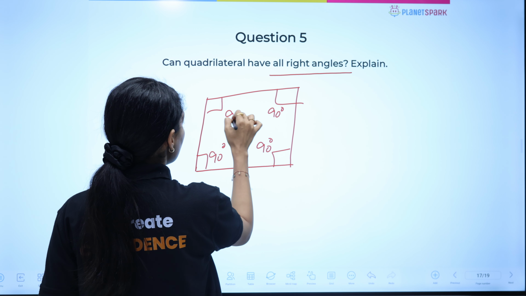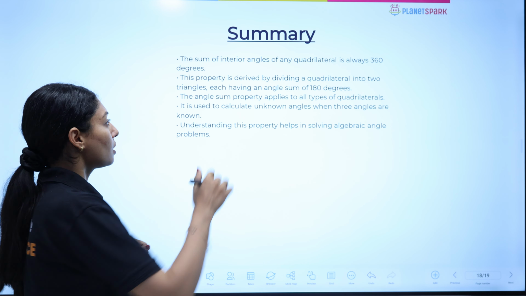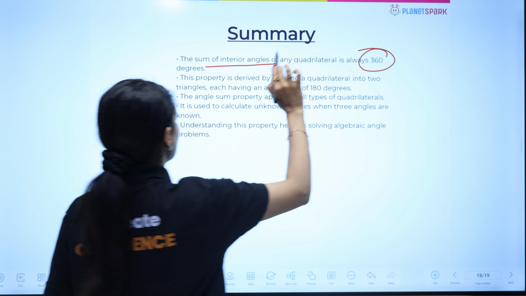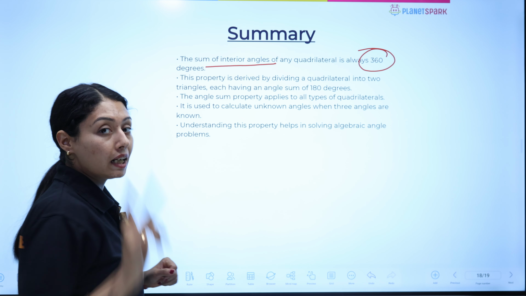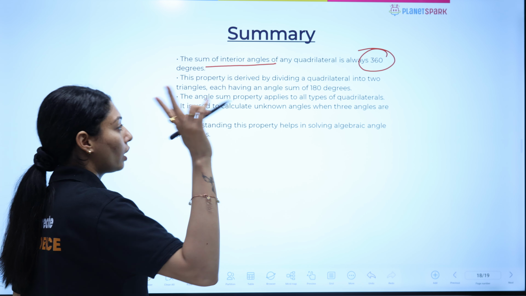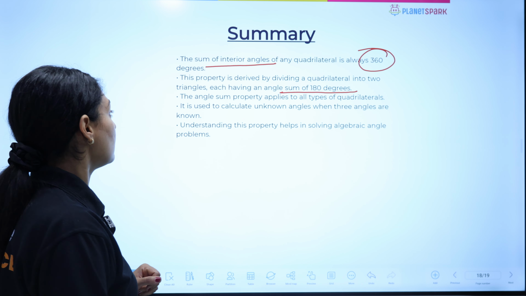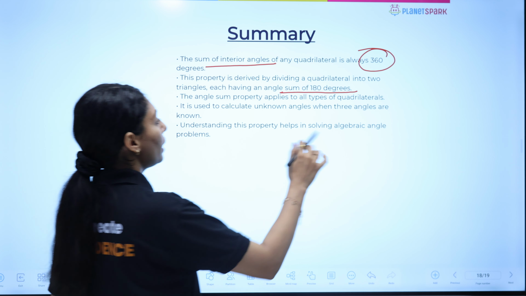Okay, so that was all everybody. Right, quite an easy part in quadrilateral. We'll move to the difficult part there. So let's quickly summarize. Sum of interior angles क्या होंगे quadrilateral का? Always 360 degrees. This property is derived by dividing a quadrilateral into two triangles. और triangle की angle sum property हमें पता है. Sum of angles is 180 degrees. Okay. हर टाइप के quadrilateral में we can use this property and we can find the missing angle using this. Okay, the unknown angle.